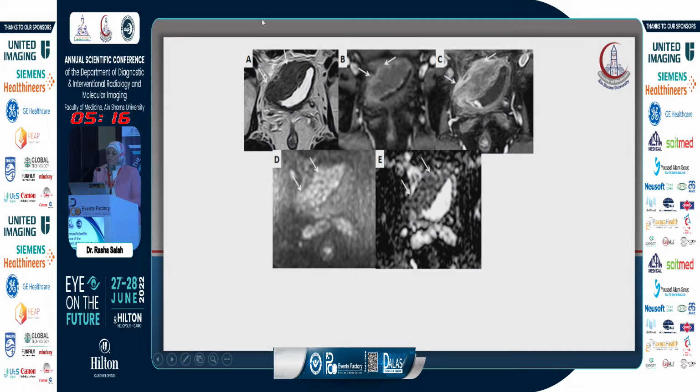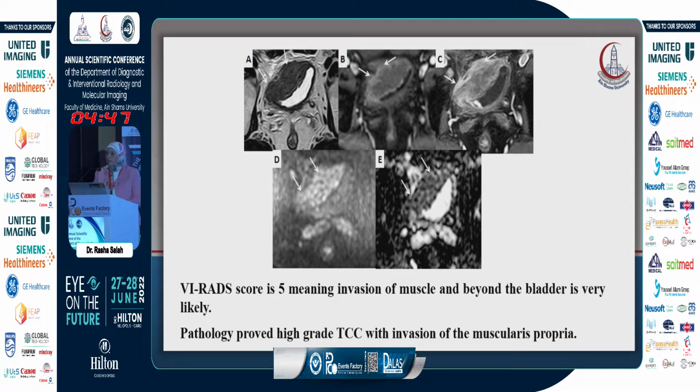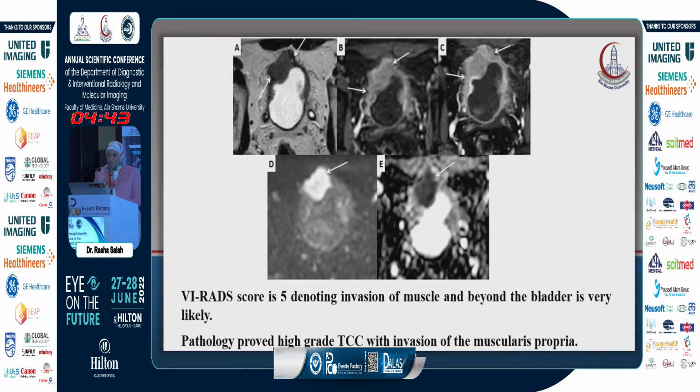Another example for this patient with this huge bladder mass, and there is disruption of the low signal intensity of the muscle layer on the T2 weighted image, and we can see that there is disruption of the normal mucosal enhancement on the early dynamic study with extravesical enhancement noted, and this is the delayed image showing heterogeneous enhancement of the mass. And this was confirmed on the diffusion and the corresponding ADC, and the final score is VI-RADS 5, and it was pathologically proven to be a muscle invasive disease.